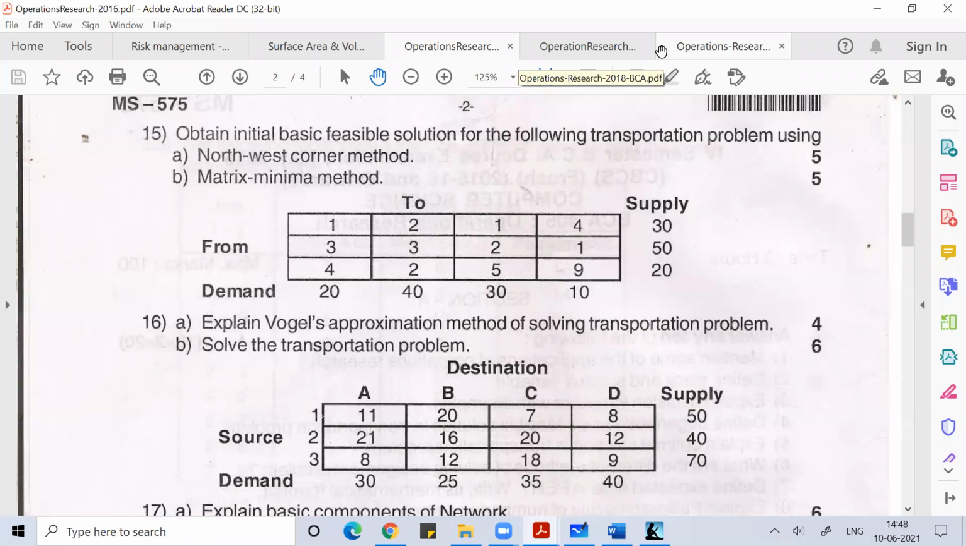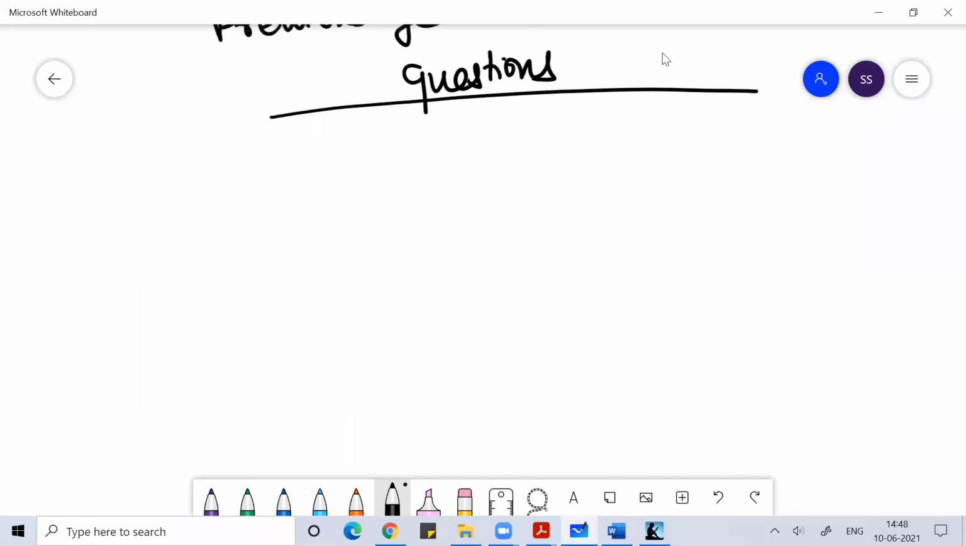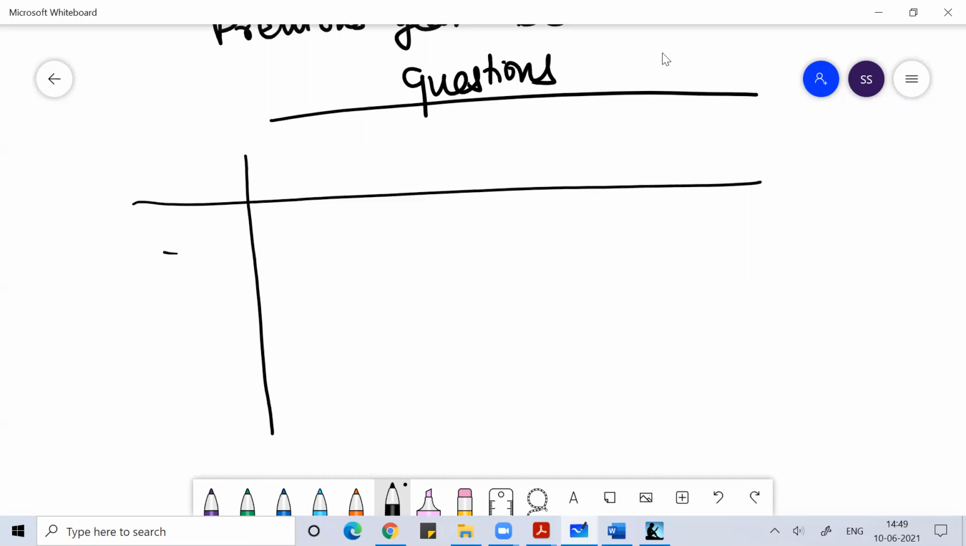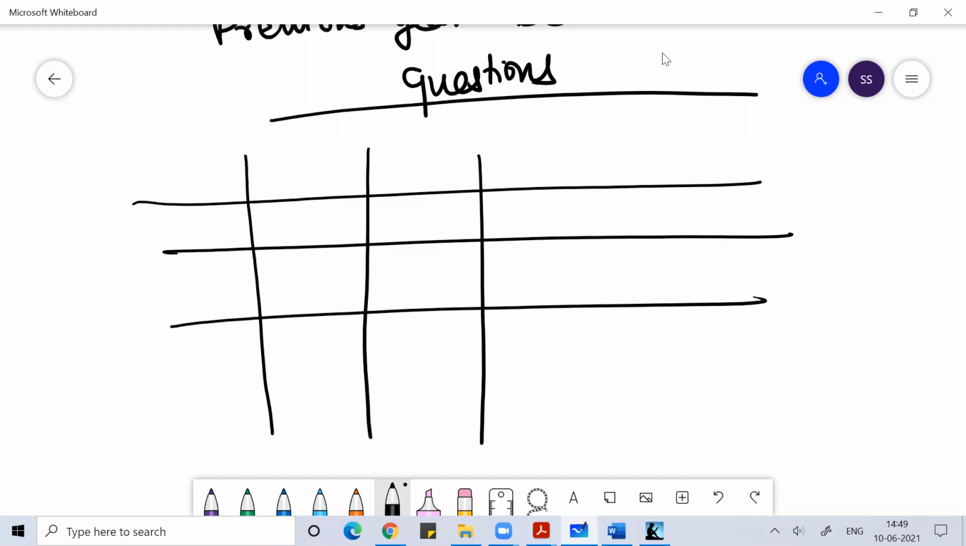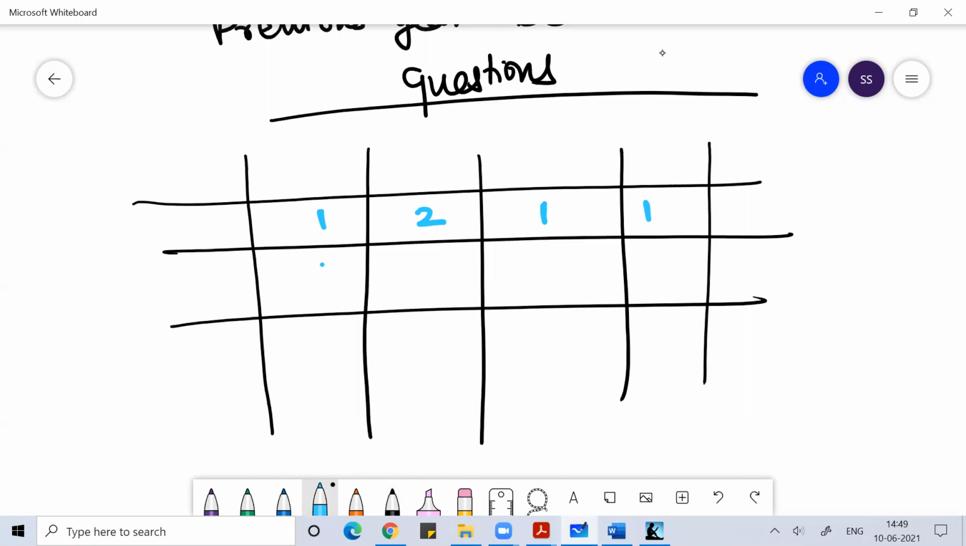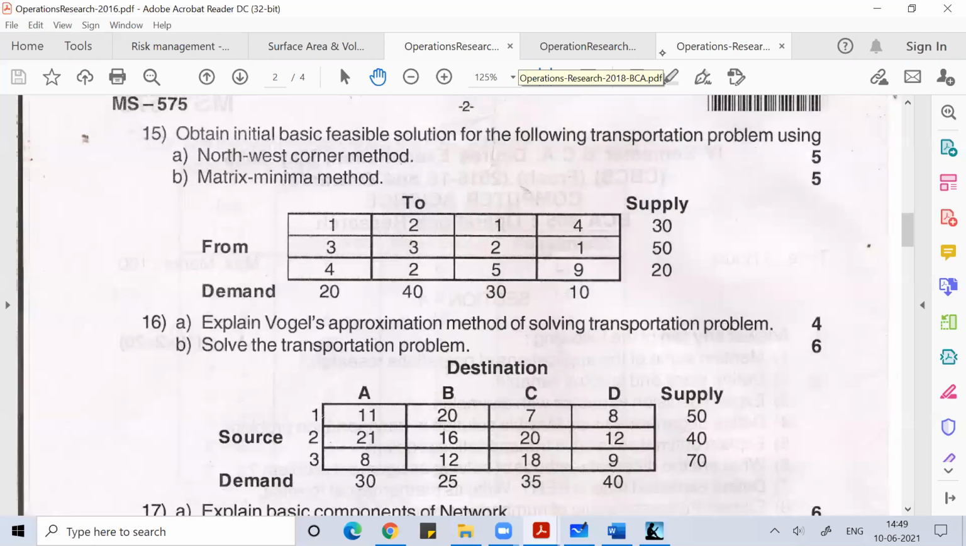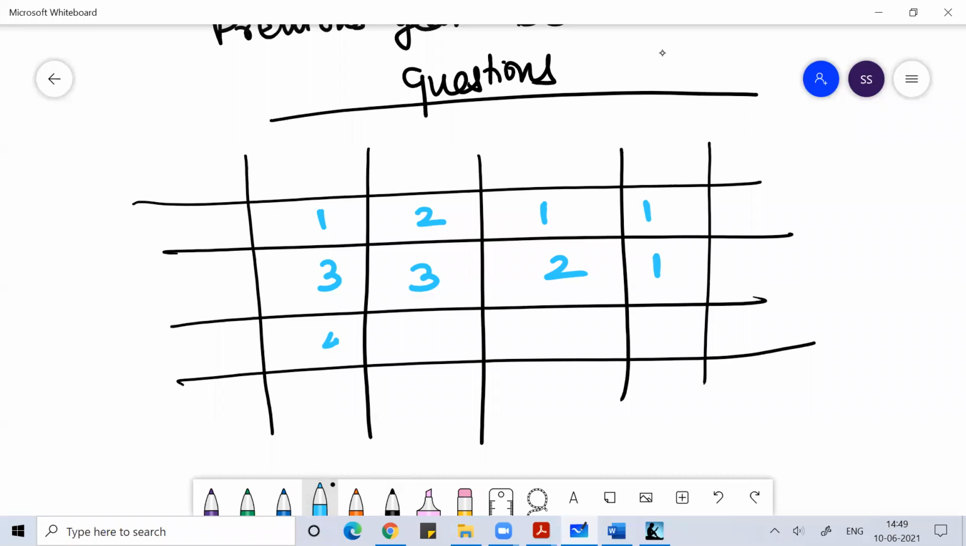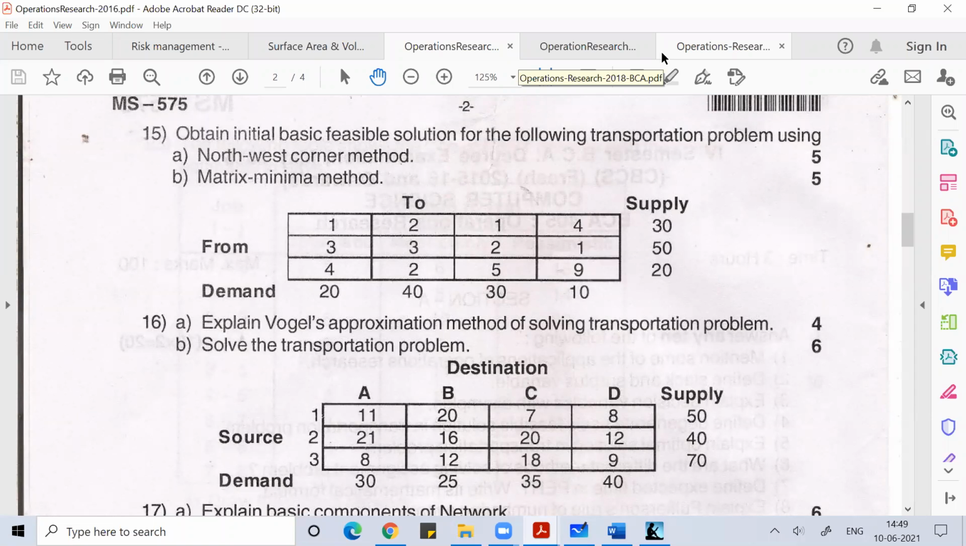The cost matrix rows are: 1 2 1 1, then 1 1 2 1, then 3 3 2 1. And then you have the values 4 2 5 9.